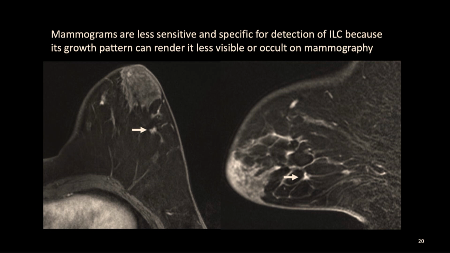So I want to emphasize that ILC is a nice use of MRI because mammography is less sensitive and specific for detection, because its growth pattern in that sheet form is going to make it less visible or sometimes occult on mammography. And here you can see that is the original regular spiculated mass corresponding to the distortion.